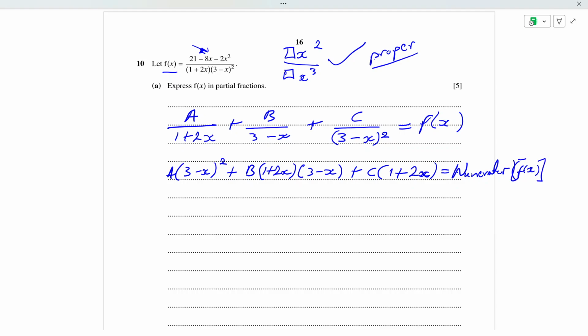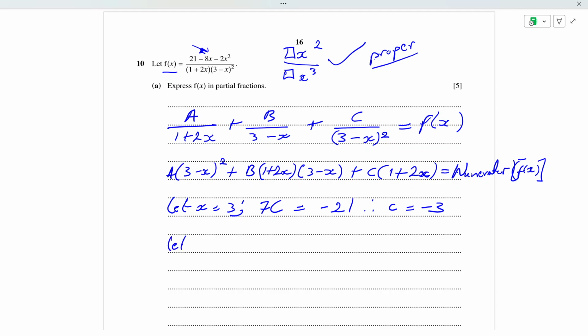Okay. So now you can go ahead and let x assume a value of perhaps 3. When it assumes a value of 3, this becomes 0, because 3 minus 3 is 0, and you can solve for c. 3 multiplied by 2 is 6, plus 1, 7. Then you have 7c is equal to, plugging that value into the numerator here, negative 21. Therefore, c is equal to negative 3.